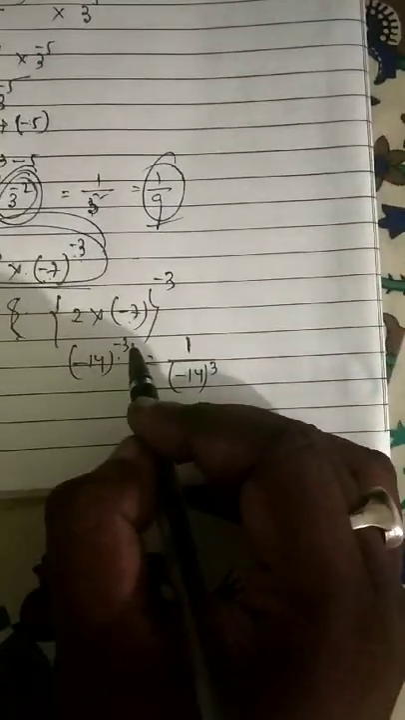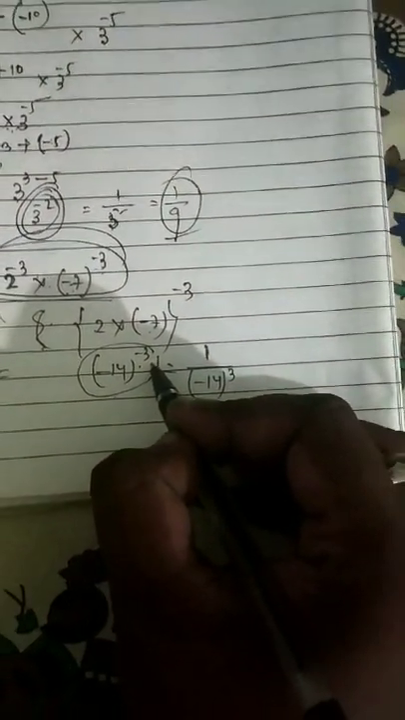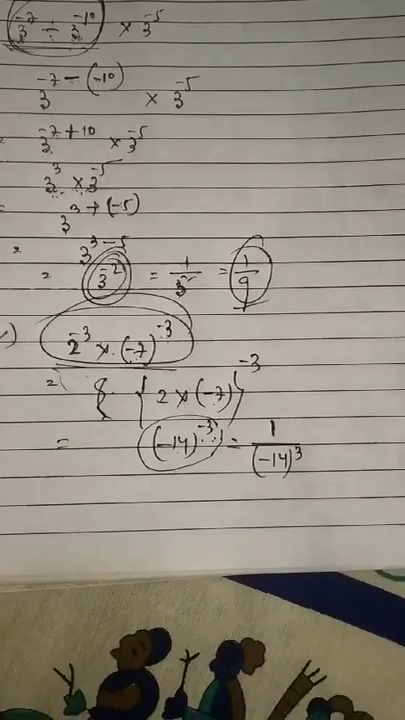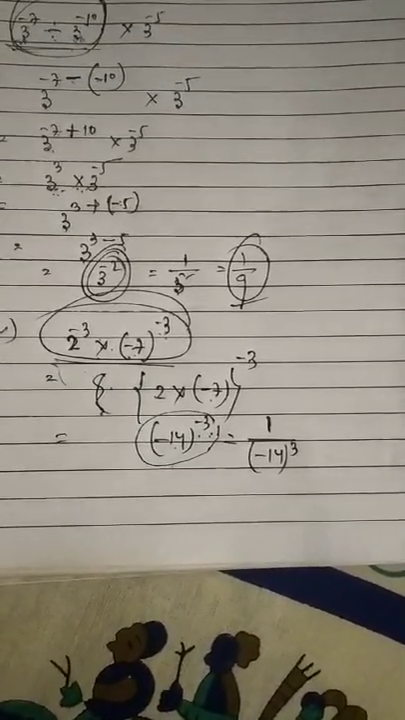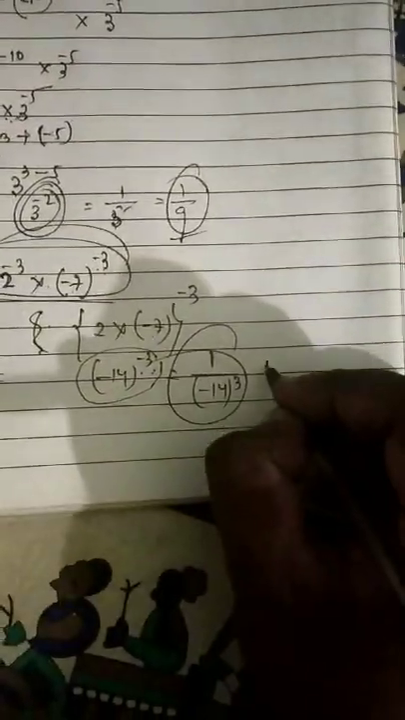Because minus 14 whole to the power minus 3, as you can see, the power is negative, so naturally it will be brought down into the place of the denominator. There is no number in the place of the numerator, so naturally it will be 1. It will be 1 by minus 14 whole to the power 3. That is my answer.